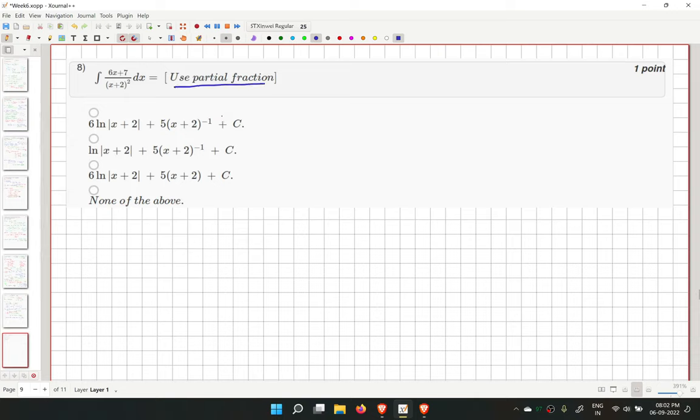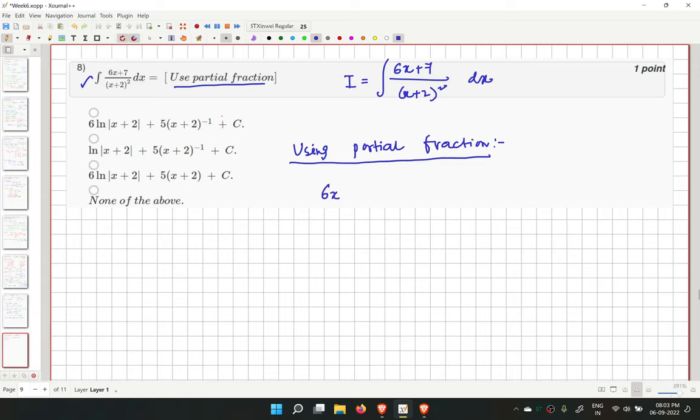So with that, let us move to the next question. Here we are to use partial fraction and evaluate this integration. So the integration is (6x plus 7) over (x plus 2) whole square dx. Okay, so using partial fraction we can write the integrand like this. So this will be a over (x plus 2) whole square plus b over (x plus 2), and from here we have to find the value of a and b.